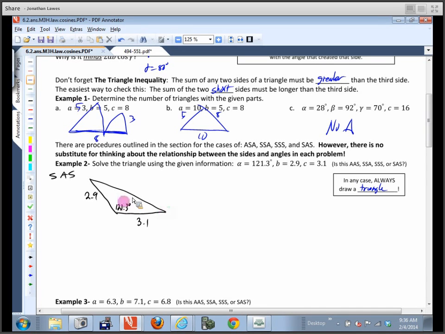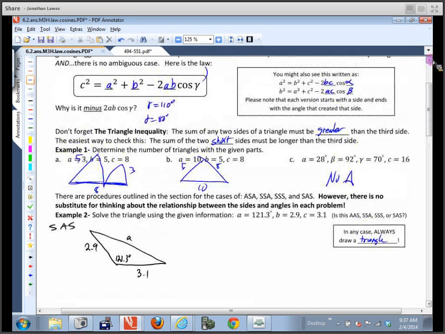Okay, so what I'm missing here is side A, but I do have the other two sides, and I have the angle that created that side. And think about how this was set up. Think about how the law of cosines was set up. It started with a side, ended with the angle that created that side, and everything in between had to do with the other two sides. So I need side A, and I know how big angle alpha is, and I have B and C.